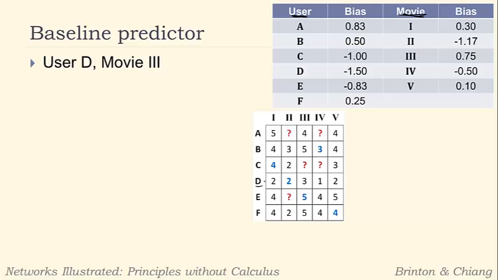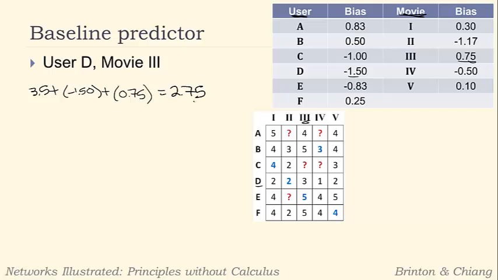So D and 3. Remember, we start with the baseline, or the raw average value of 3.5. Then we add in the bias of user D, which is negative 1.5. And then we add in the bias of movie 3, which is 0.75. So remember, D is a harsh critic, and 3 is a good movie. When we do that out, we come up with 2.75.